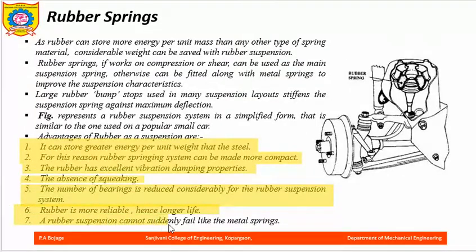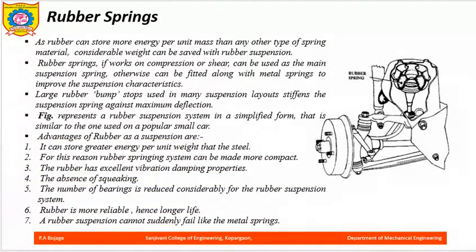Rubber suspension cannot suddenly fail as in the case of metal springs. So again, this is one of the biggest advantages. Rubber springs cannot have a catastrophic failure as in the case of metal springs, be it a leaf spring or a coil spring. So it has many advantages.